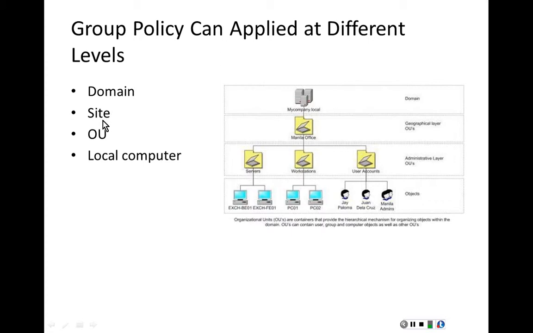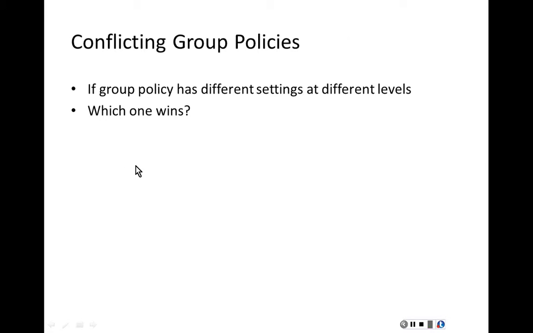If we configure group policy at the site level, then that will apply to all users and computers at that particular site. In our case, the Community College of Baltimore County, our three main sites are the Catonsville campus, the Essex campus, and the Dundalk campus. Group policy can be configured at the organizational unit level, and you usually think of an organizational unit as a department. Or a group policy object can be configured for one single computer.